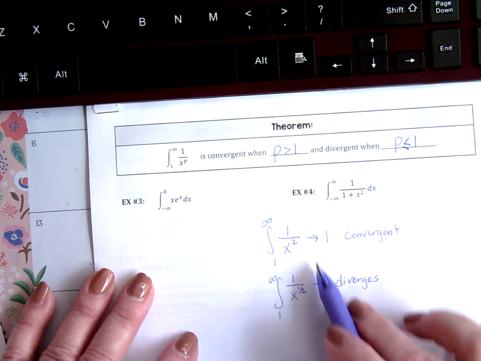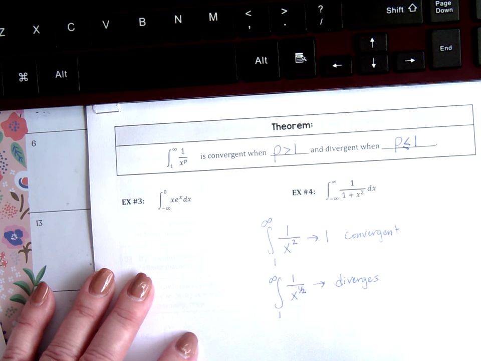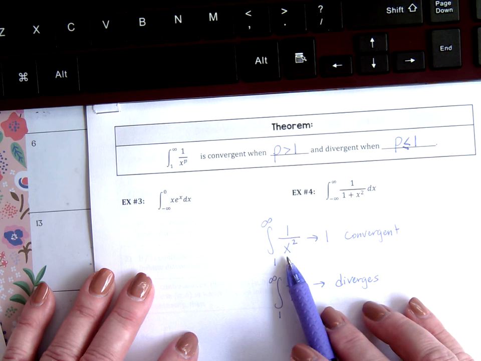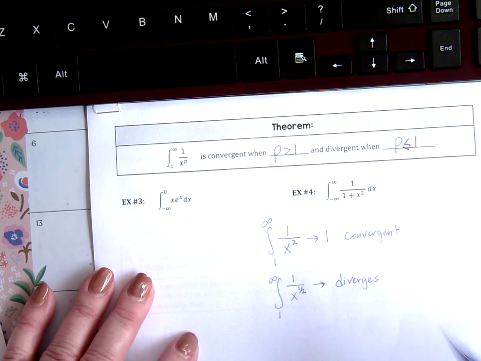So whatever that power is, and that's only for ones in this form. If it's not in this form, like 1 over 1 plus x squared, that inverse tangent one we did, that doesn't fit this formula, because it has to only be an x being raised to a power. So they're just giving you a converge-diverge shortcut for problems you're looking at.